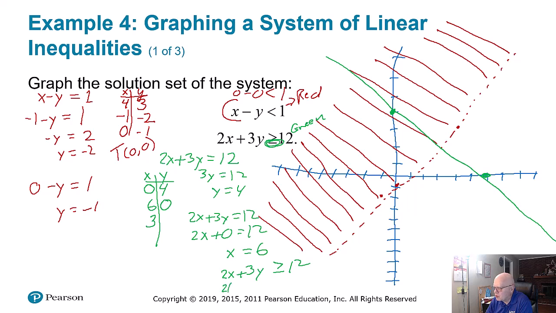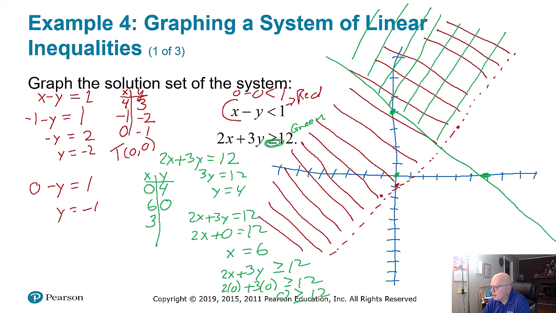So 2 times 0 plus 3 times 0 greater than or equal to 12. True or false? 0 greater than or equal to 12. Well, that's false. So if we look at the green line again, I picked this point over here, and that was on the wrong side of the line. So what I need to do is color in the other side of the line. So very carefully, shade in the upper right part from the green line, and you should start to see where those two regions are going to intersect.